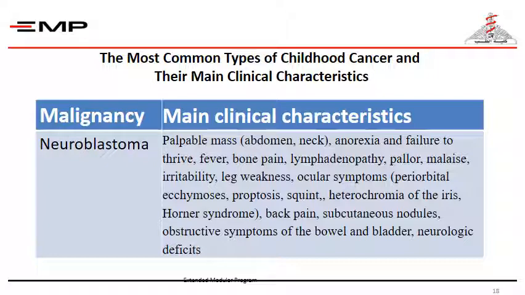Most cases usually present very late, usually in stages 3 or 4, where the tumor is very huge, causing pressure effects on the surrounding, or mostly in the fourth stage with disseminated tumor, and the sites of predilection for dissemination are the bone marrow and the lymph nodes.